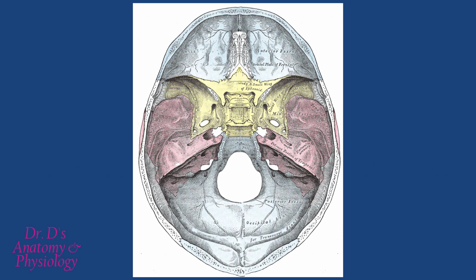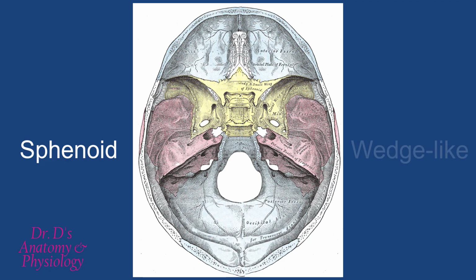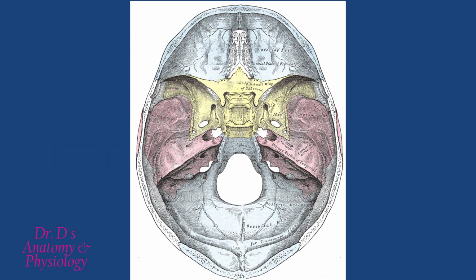This video is the extended version on the sphenoid bone. Before we talk about this irregular, very complicated bone, let's talk about the meaning of the name sphenoid. Oid at the end tells you it's like something. And what is it like? It's wedge-like. And why is the sphenoid bone called the wedge-like bone?